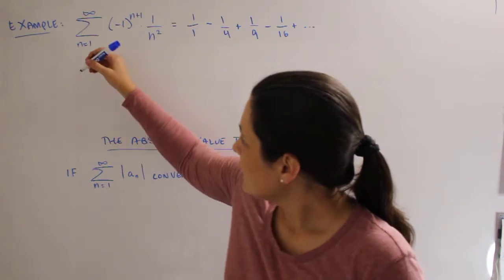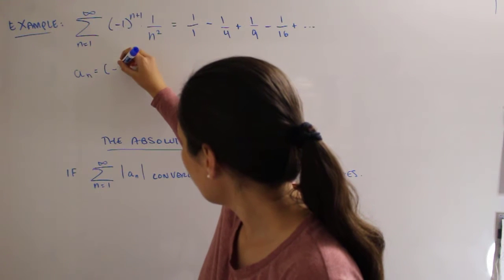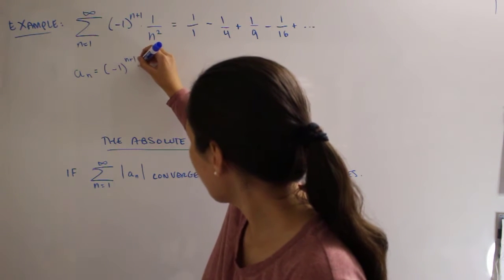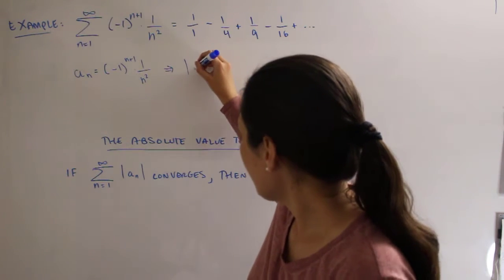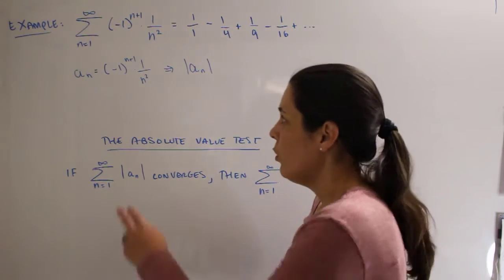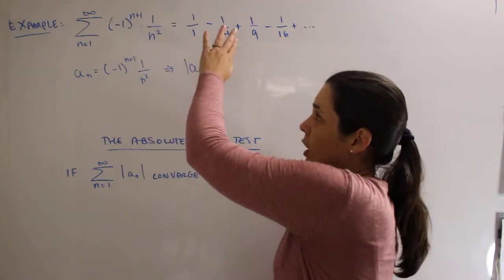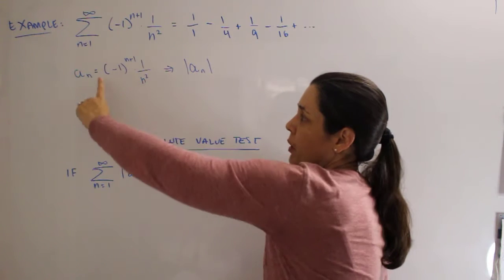So this series alternates signs, and what we're going to say is that the sequence associated with this series is just this part here, negative 1 to the n plus 1 power times 1 over n squared. When we take the absolute value of that sequence, the part that's making the terms go negative, positive and negative, the negative part is this part.